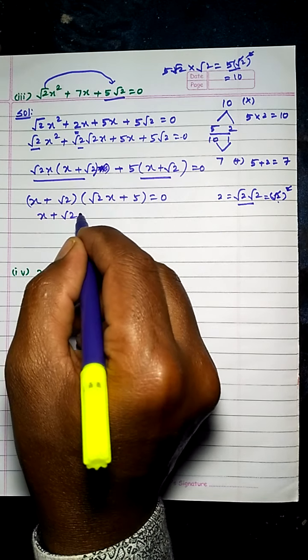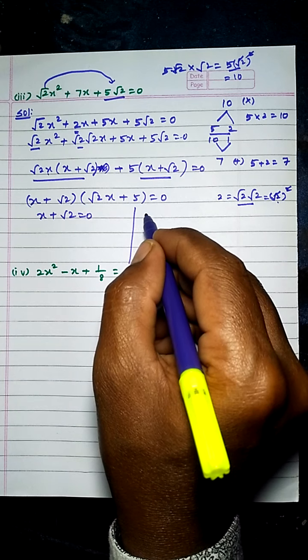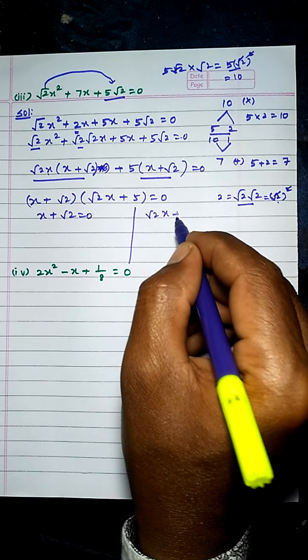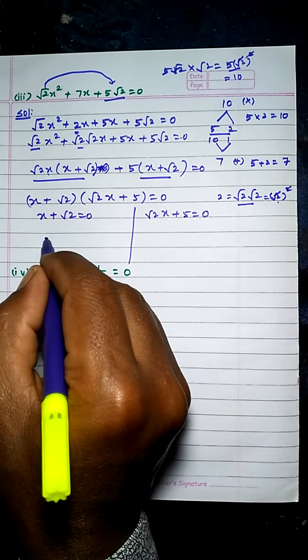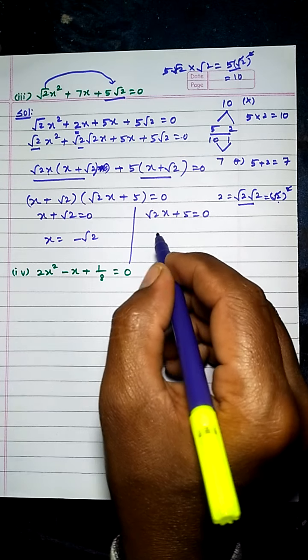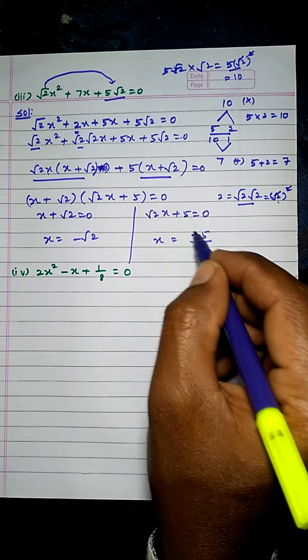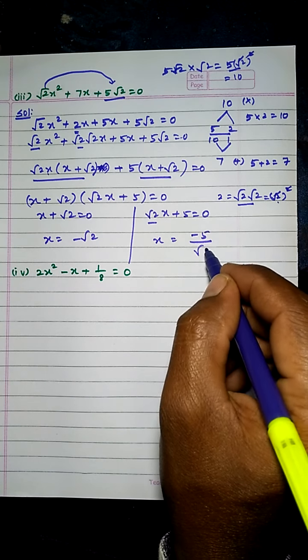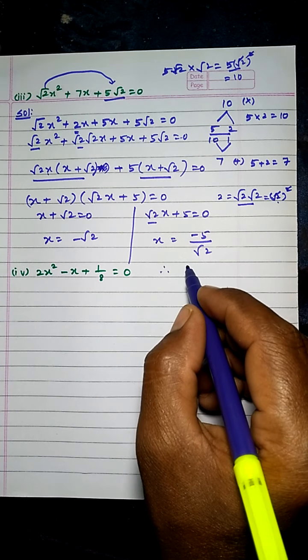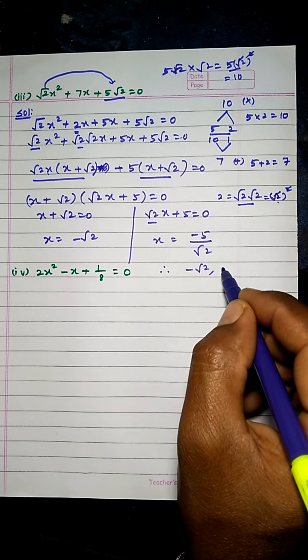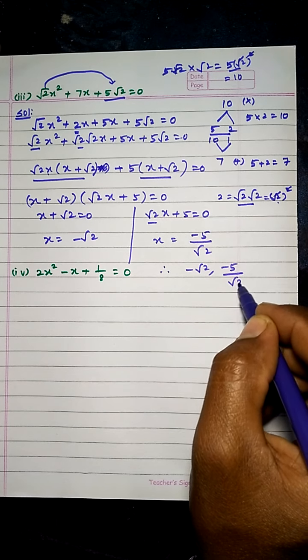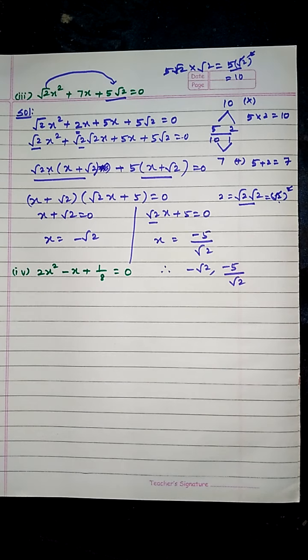x plus root 2 equal to 0. One more, root 2x plus 5 equal to 0. So x equal to minus root 2. Here x equal to plus 5 opposite minus 5, multiplication root 2 opposite division. So therefore the roots are minus root 2 comma minus 5 by root 2. Hope that you understand this. Let's move to the next question.